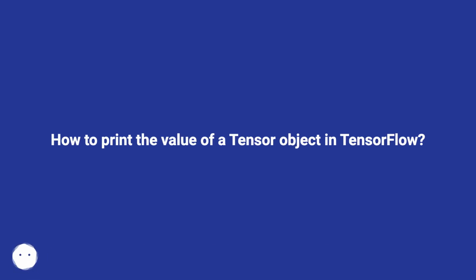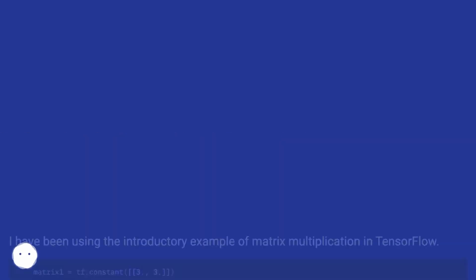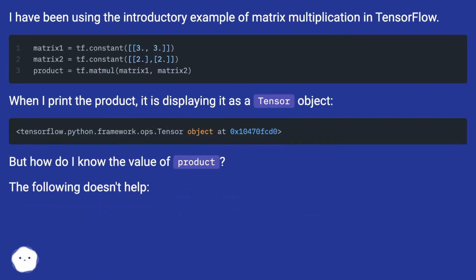How to print the value of a tensor object in TensorFlow. I have been using the introductory example of matrix multiplication in TensorFlow. When I print the product, it is displaying it as a tensor object. But how do I know the value of product?